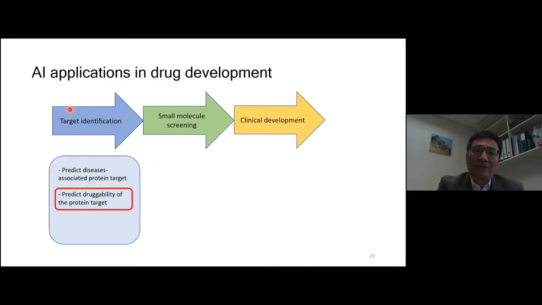And therefore provide a very early diagnosis approach for potential diseases. Okay? So this is one example. And of course, second, we would like to predict the druggability of a protein target. How do we know this protein could be a drug target, before we do this screening and clinical development and so on?